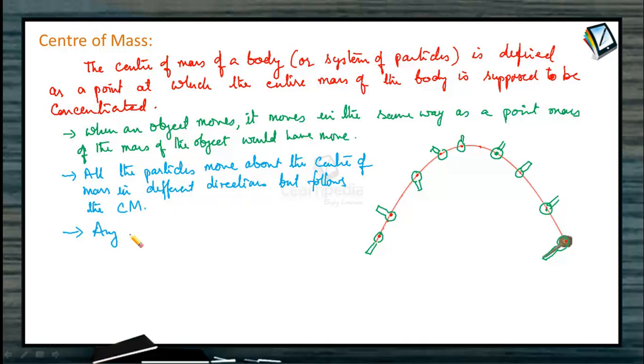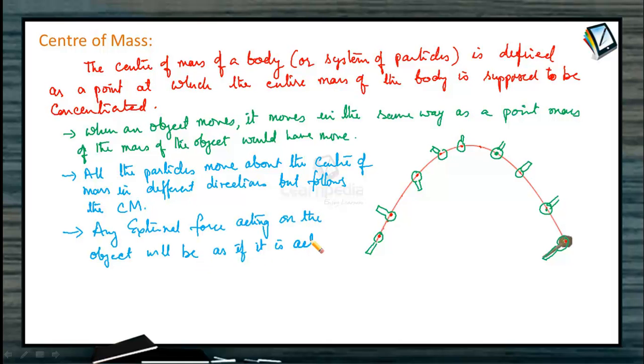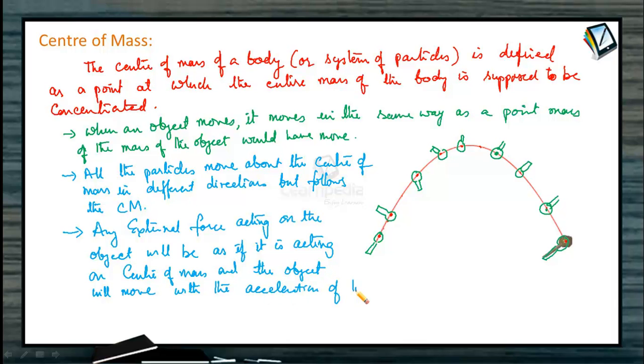Any external force acting on the object will act as if it is acting on the center of mass, and the object will move with the acceleration of the center of mass, right? So for every body there is a point like that about which all the particles of the body are going to move. It can be converted into a point mass. Suppose I convert the big body into a small particle. Given the mass of the body to that particle, in whichever direction that particle is moving, we call it the representative particle, or the center of mass.